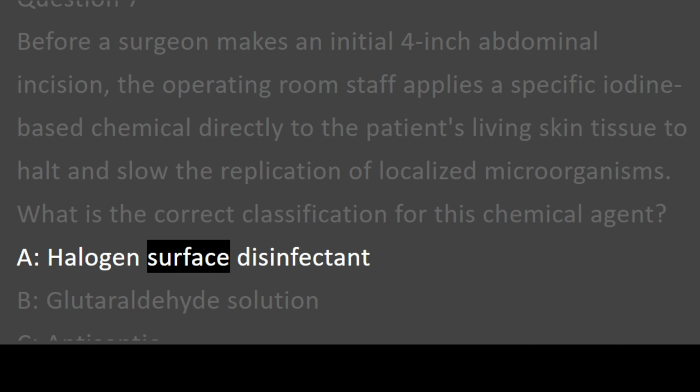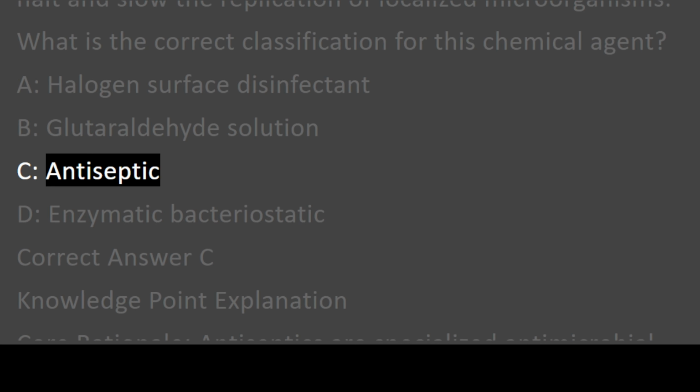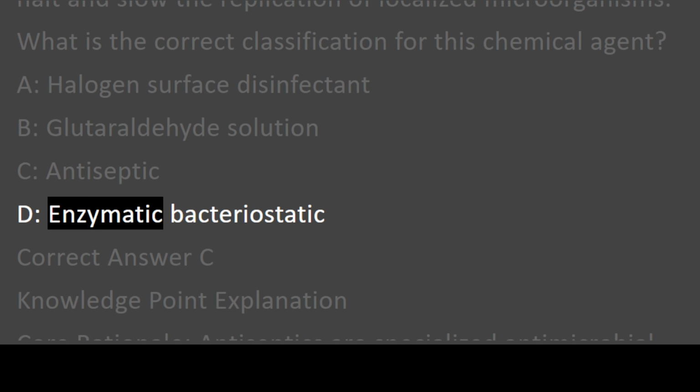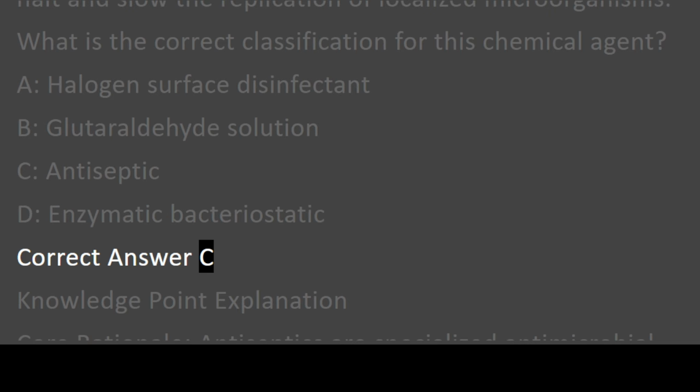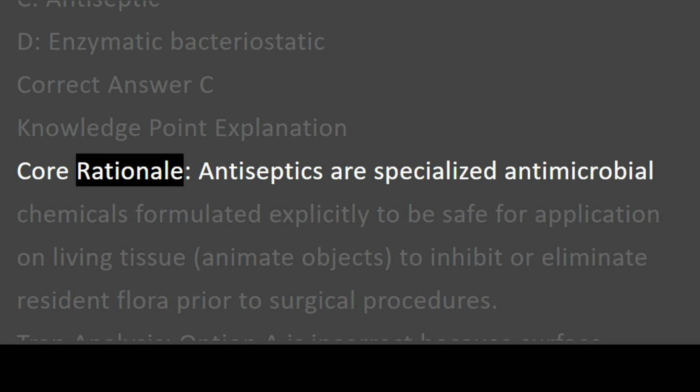A. Halogen surface disinfectant. B. Glutaraldehyde solution. C. Antiseptic. D. Enzymatic bacteriostatic. Correct answer C. Knowledge point explanation. Core rationale.